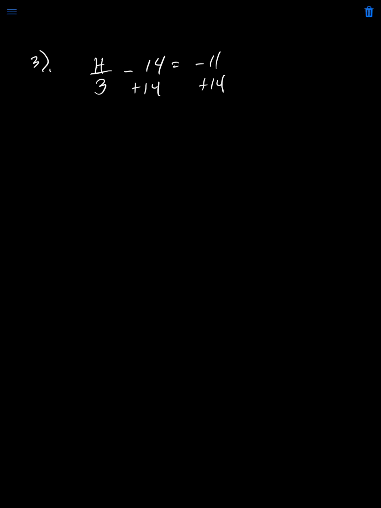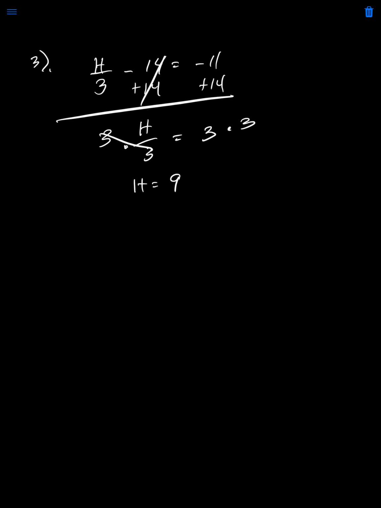Number 3, I have h divided by 3 minus 14 is equal to negative 11. For whatever reason, a lot of you guys struggle with this. You add 14 on both sides. So h divided by 3 would equal 3. I'm going to multiply both sides by 3. So h is equal to 9. So it's nice and easy that way.